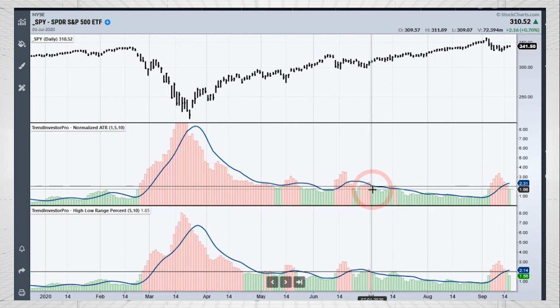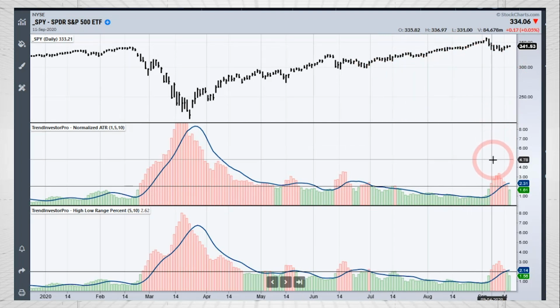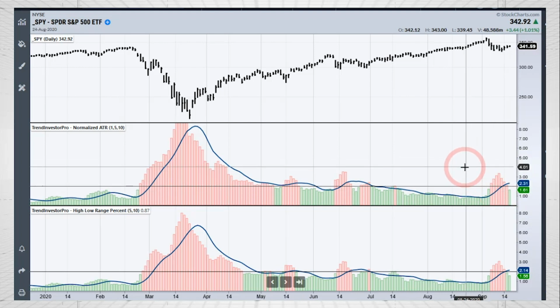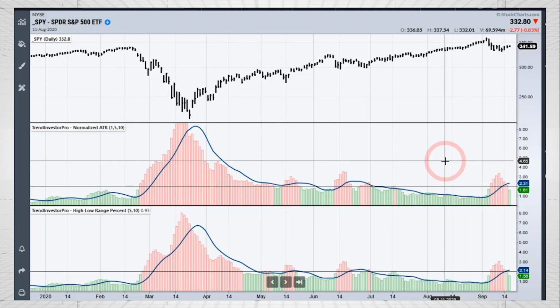And then you can see in July, both indicators for the most part were below 2, so volatility was low during this advance here. Now, more recently, we've seen a little uptick in volatility. It calmed down a little bit, but that's a bit of a concern, so we might need to watch that closely to see if volatility ticks back up again, because that would be negative for the stock market.